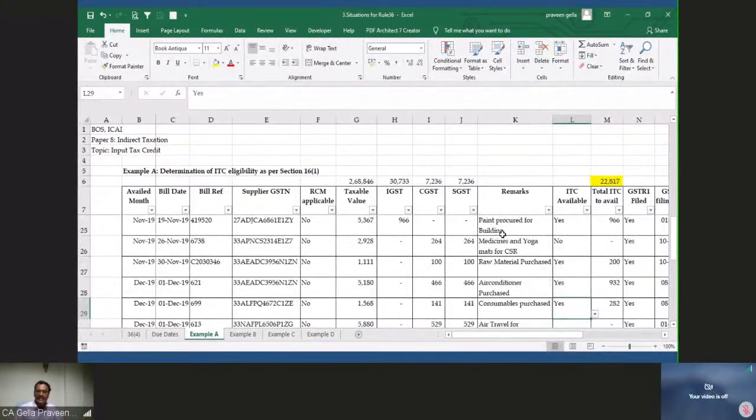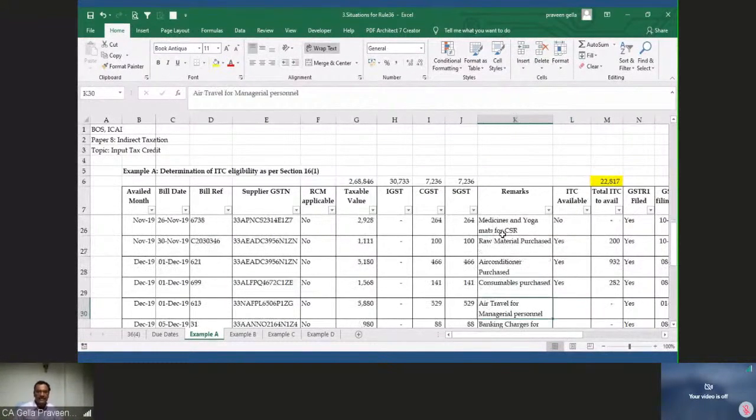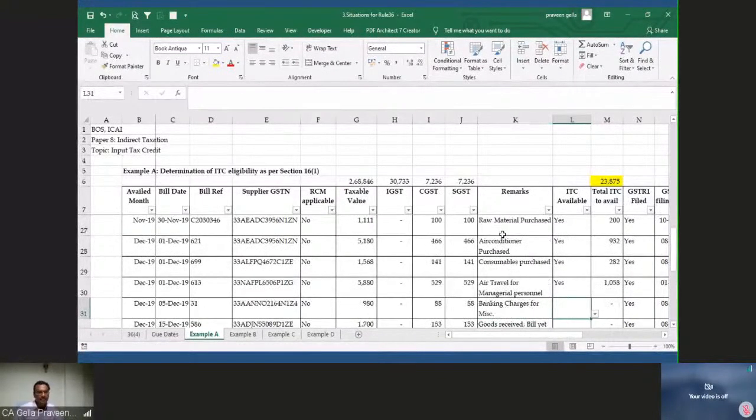Consumable purchase, I can take yes. Air travel for managerial personnel. Again, it is meant for business, I'll say yes. Banking charges for miscellaneous. Without a bank, my business may not function, I'll say yes.